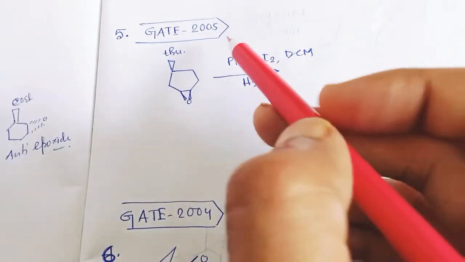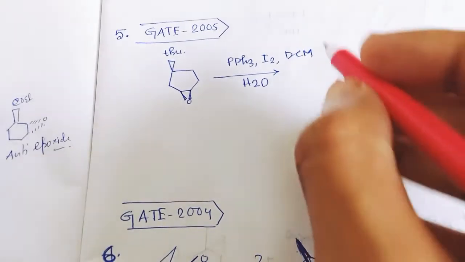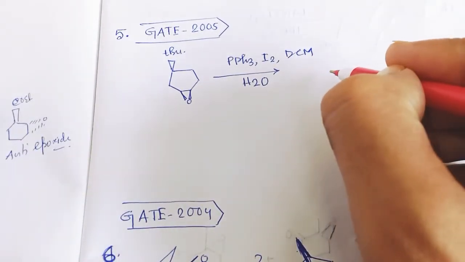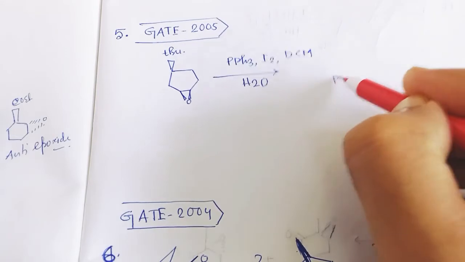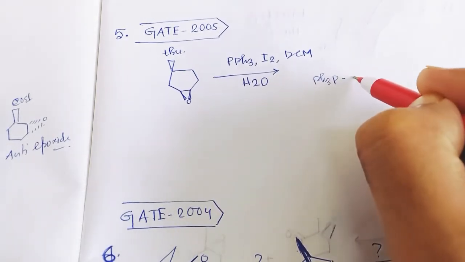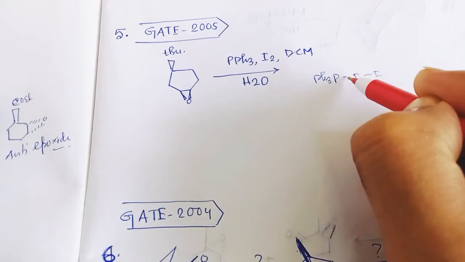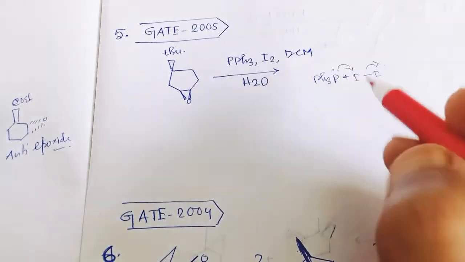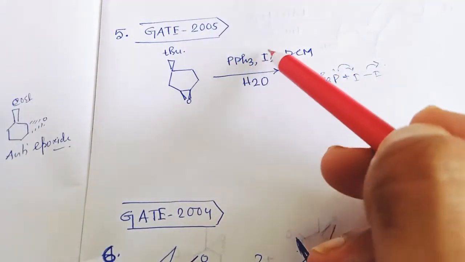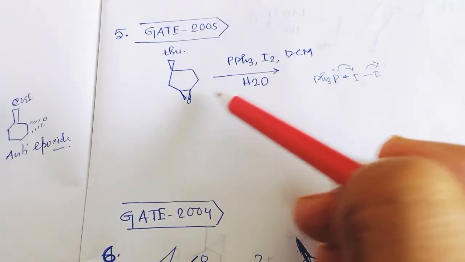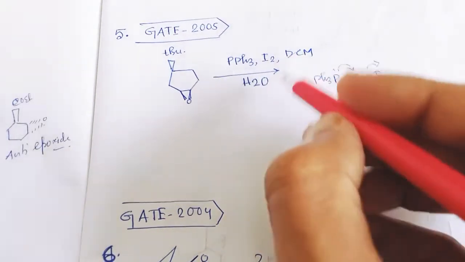This is from GATE 2005. It is also quite simple. In place of PPh3, I minus will liberate. So basically this combination will liberate I minus, that is the nucleophile, which will attack the epoxide.